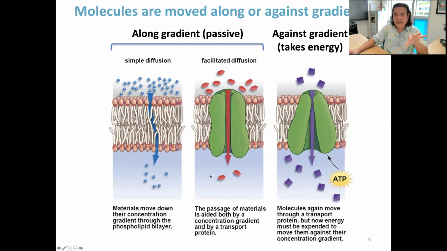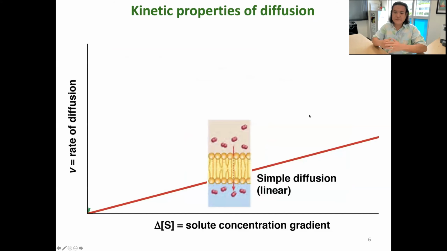Today, we'll focus mainly on examples of diffusion, simple and facilitated. And then in the next lecture, we'll look at some examples of active transport. But hopefully you already appreciate that all 3 types of moving things across membranes are very important. All right, so let's focus right now on comparing simple diffusion with facilitated diffusion.